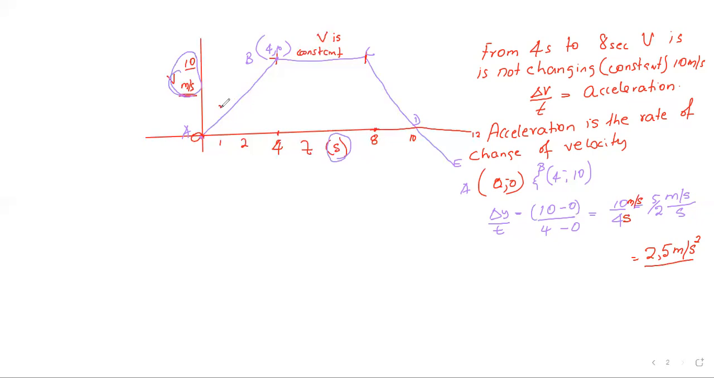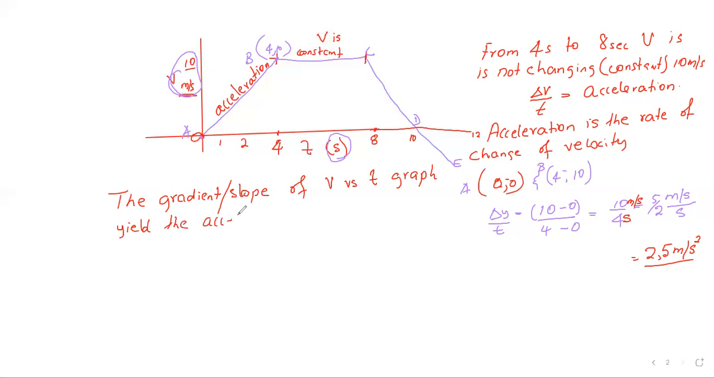Therefore, you can conclude that the gradient, which is of course the slope of the velocity versus time graph, yields the acceleration of an object. That's what we have.